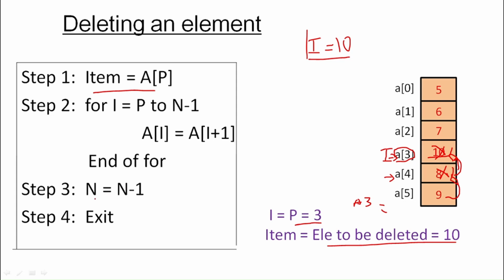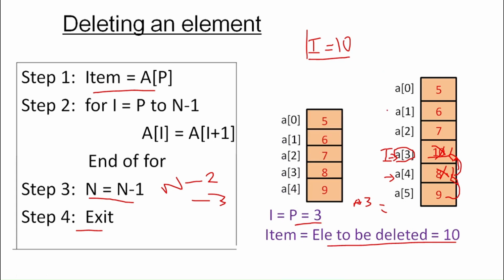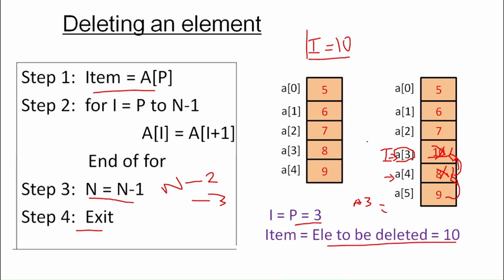After that, n is equal to n minus 1, because we have removed one element. Of course, the number of elements should be minus 1. If you have removed 2 elements, n will be minus 2. If you have removed 3 elements, it will be minus 3. Simple. Then step 4, exit. If you want to see how it looks, it's something like this. After deleting an element, see, in step 3 I have deleted 10. Can you see 10 here? No, right? So this is how my array looks after deleting an element.